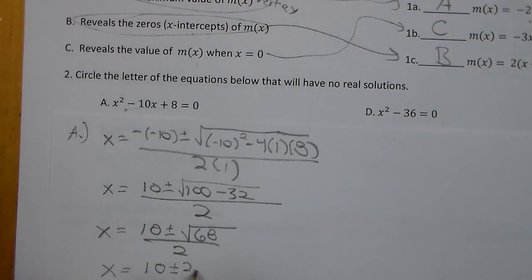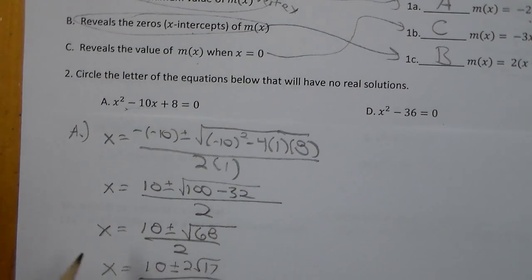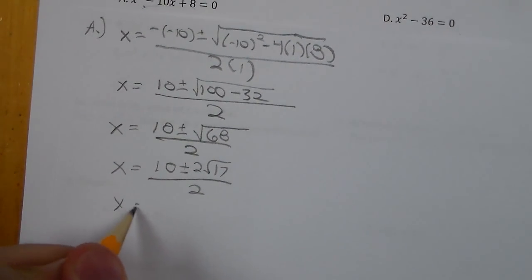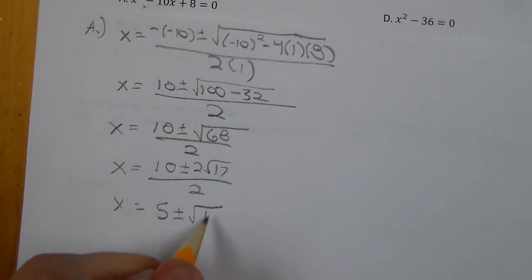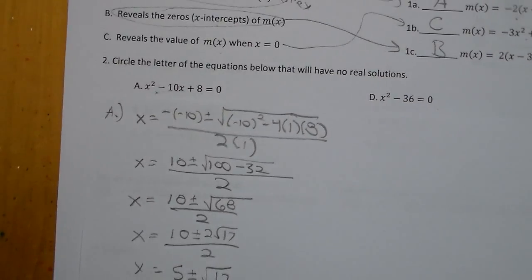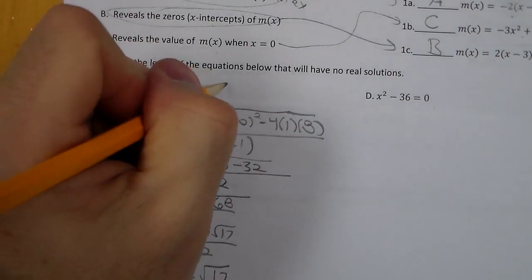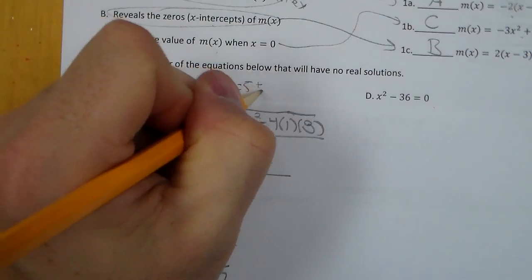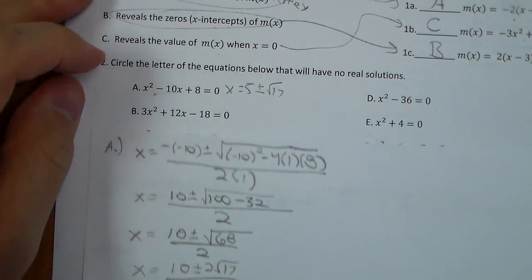That is 2 root 17. So now we reduce and we get 5 plus or minus root 17, which is a real solution. It is irrational, but it works. X equals 5 plus or minus root 17. So it does have real solutions.